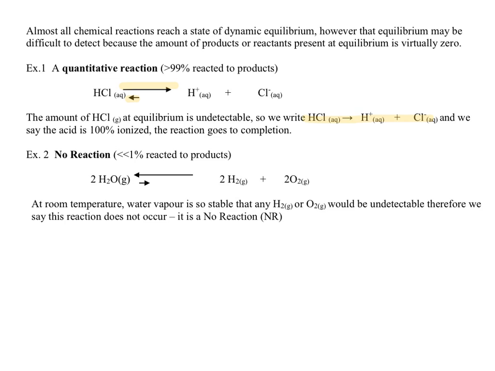Then you've got an example where there's basically no reaction. There's a lot less than 1% of any products formed. So water vapor doesn't decompose into hydrogen and oxygen gas, which is good, because on a hot, humid day, we would not want the air to be highly combustible. So basically, water vapor is extremely stable at room temperature. So the reverse reaction is favored.